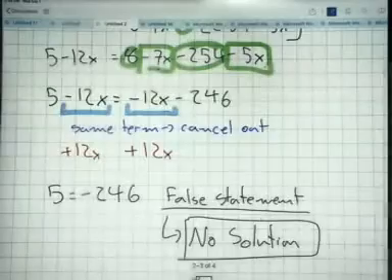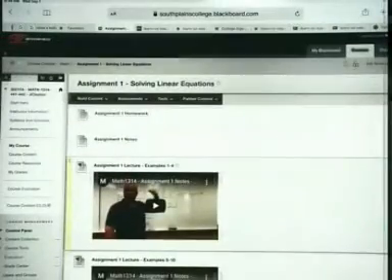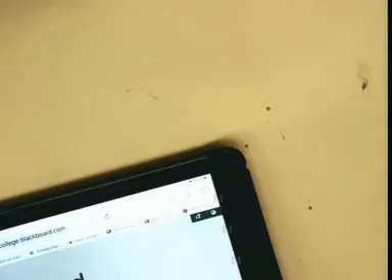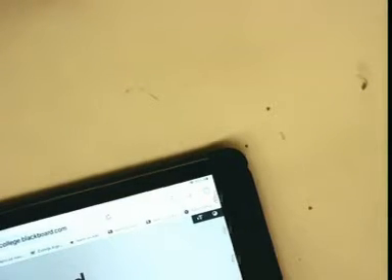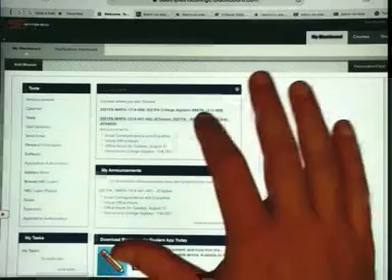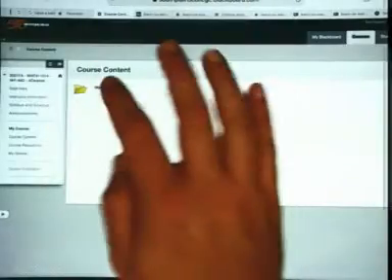In Blackboard, once you're done with your quiz, we're going to go ahead and log into Blackboard, and I'm going to log in under a different account so that y'all see what I see. Hold on just a second. All right. There we go. Okay. So we're in Blackboard. We're going to be under the course content. We're going to go to week one.